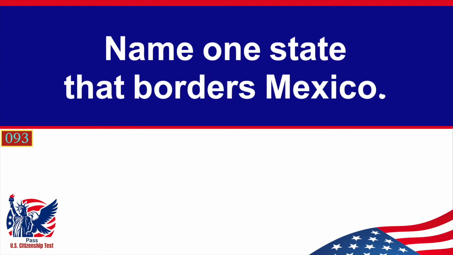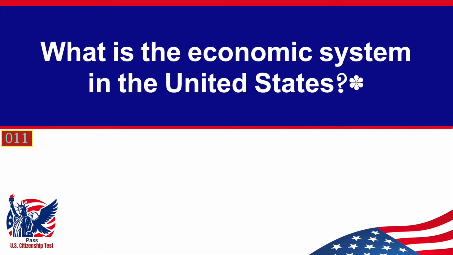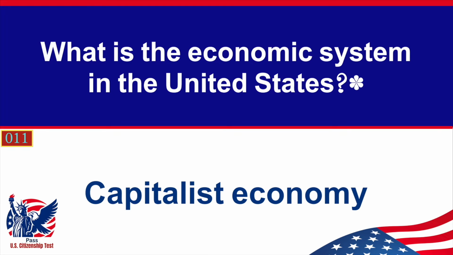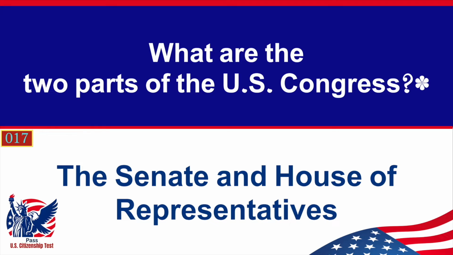Name one state that borders Mexico. California. What is the economic system in the United States? Market economy. What are the two parts of the U.S. Congress? The Senate and House of Representatives.